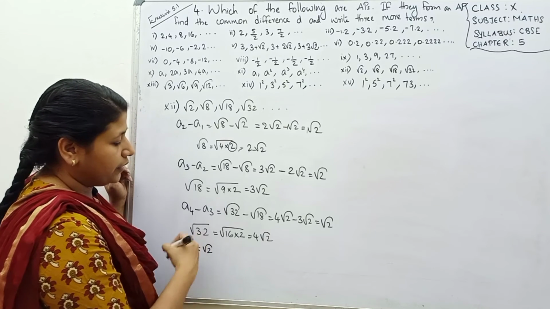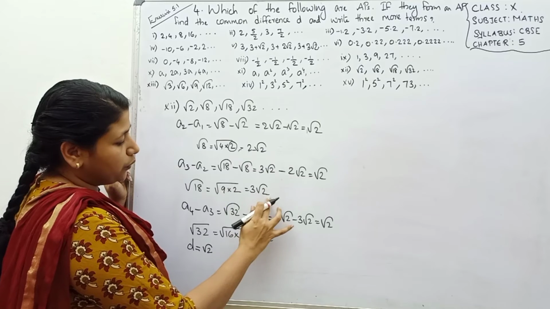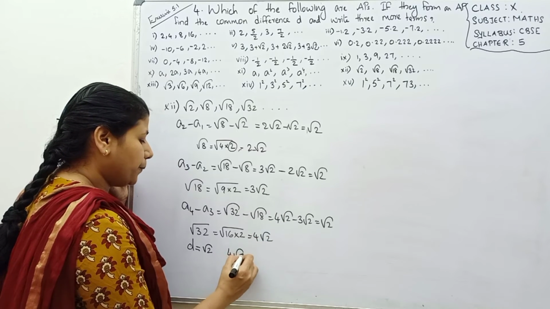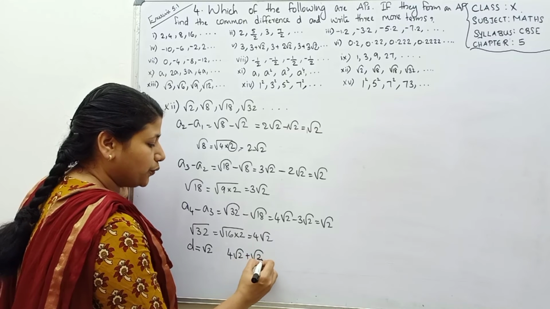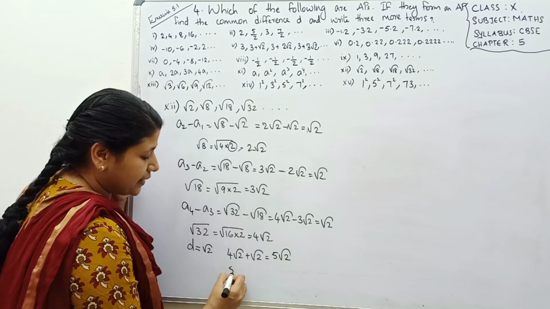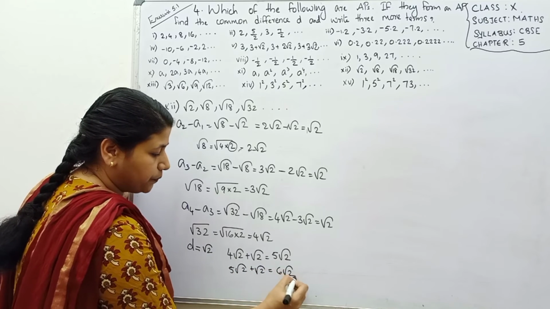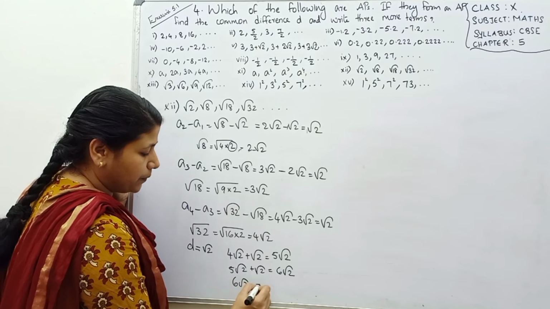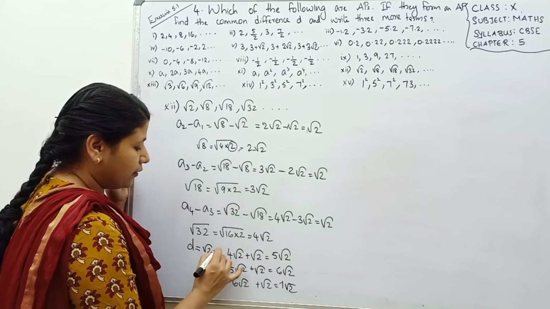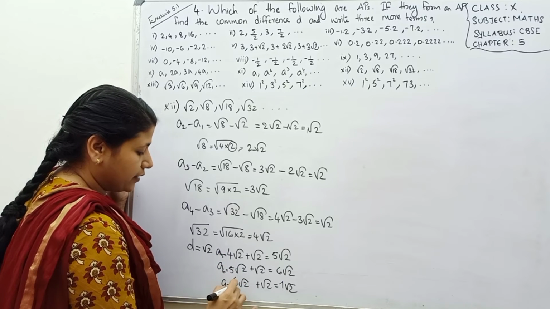root 2. Now we can write the next term: this is 2 root 2, 3 root 2 and 4 root 2. Then the next term is 4 root 2 plus root 2, that is 5 root 2. And the next term, 5 root 2 plus root 2, equals 6 root 2. Again 6 root 2 plus root 2 is 7 root 2. So we are finding out A5, A6 and A7.